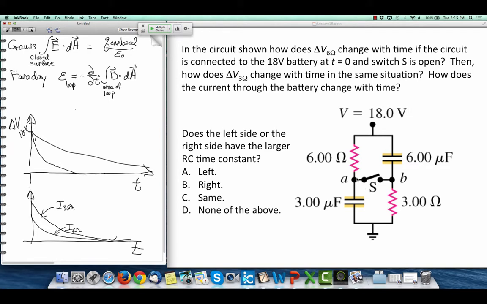And so what would the total current through the battery look like? Well, the side with 3 microfarads and 3 ohms, the one that drops off quickly, would also have a much bigger current. There would be a big current that dropped off quickly, and then while that was happening, this smaller current would be dropping off. And so what you would end up with, I don't know how to draw this exactly, is 2 exponentials and not a single exponential.